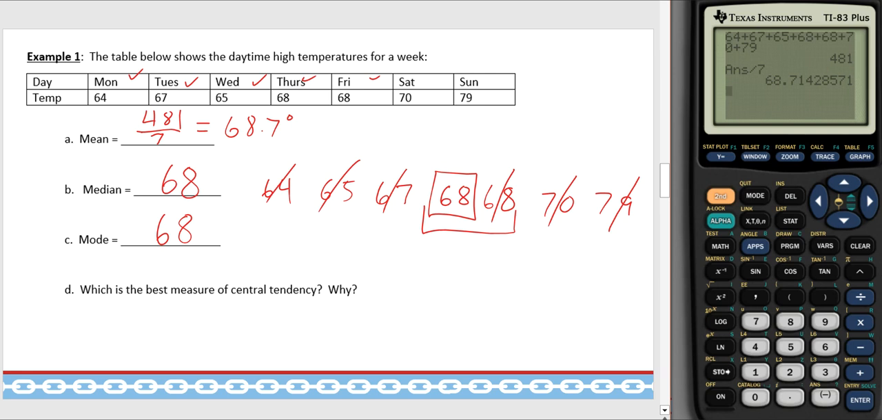So then the question is, what is the best measure of central tendency here? Well, by default, we would go with mean, because that is the one that is typically considered the best measure, and we chose that one because this data has no outliers. So mean because there are no outliers.